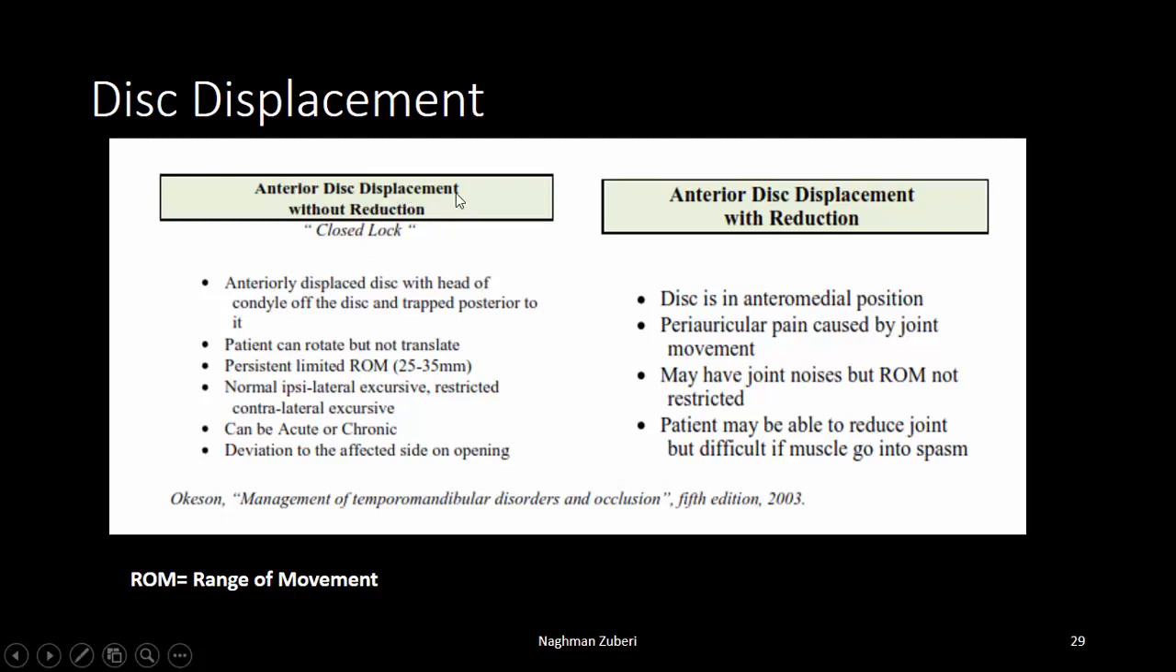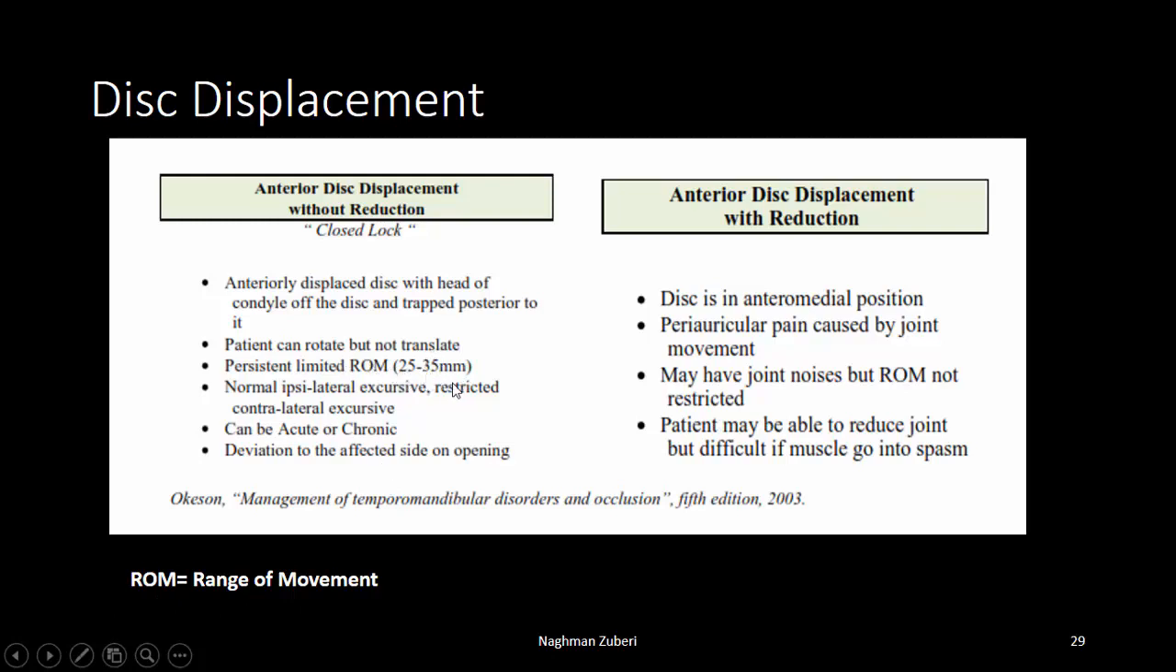So anterior disc displacement without reduction is also known as closed lock. The disc is anteriorly displaced, with the head of the condyle trapped posterior to the disc. The patient can rotate, meaning rotational movement is there, but cannot translate, meaning the upper compartment movement is not possible. Lower compartment movement is possible. And the range of motion is limited.